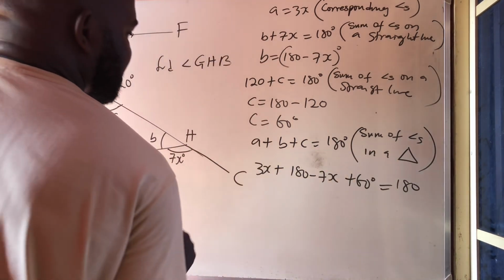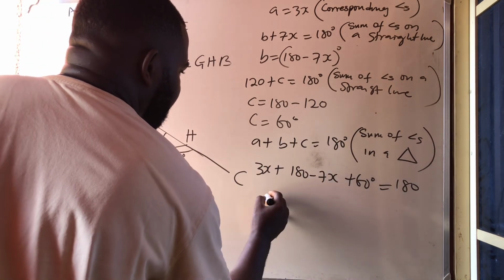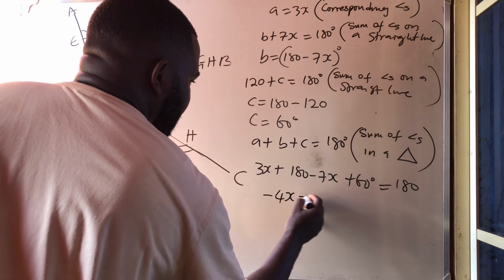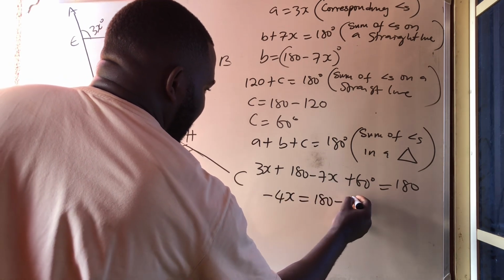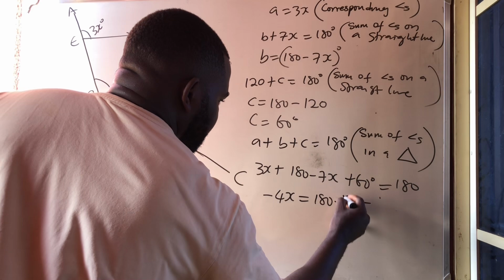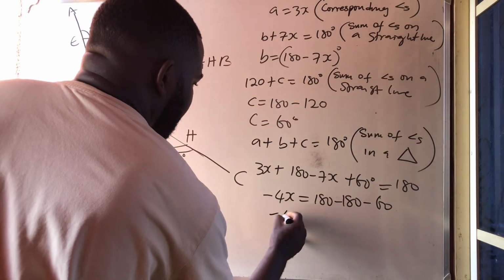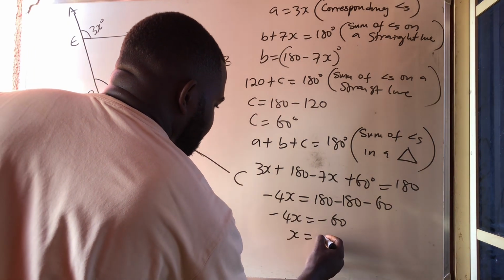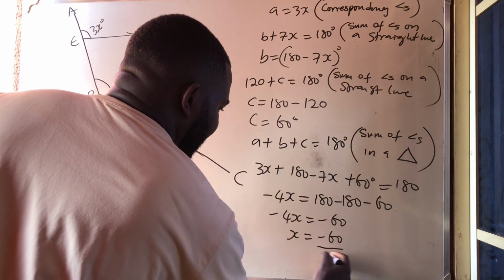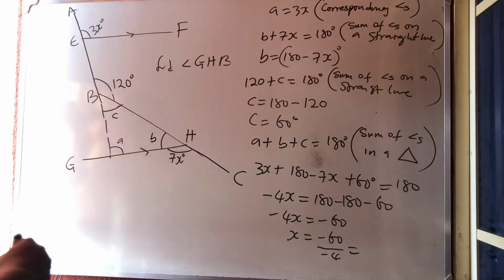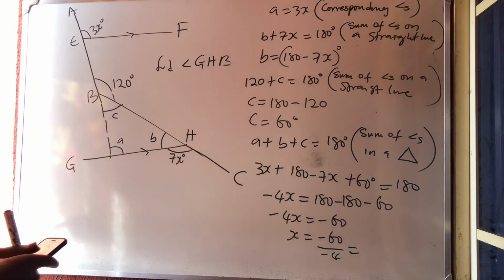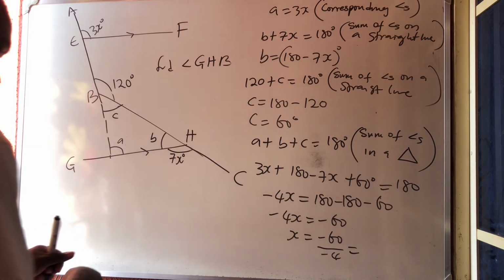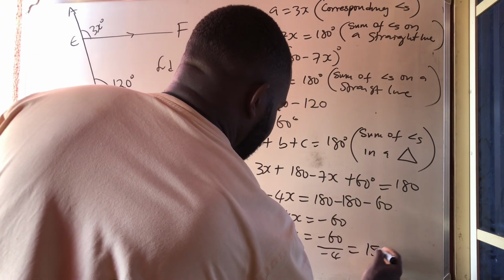So if I collect like terms, I'm going to have minus 4x is equal to what? 180 minus 180 minus 60. So therefore, minus 4x is equal to minus 60. So therefore, x is equal to minus 60 divided by minus 4. Minus takes care of minus. So I'm having 60 divided by 4, which will give you 15. So this is 15 degrees.